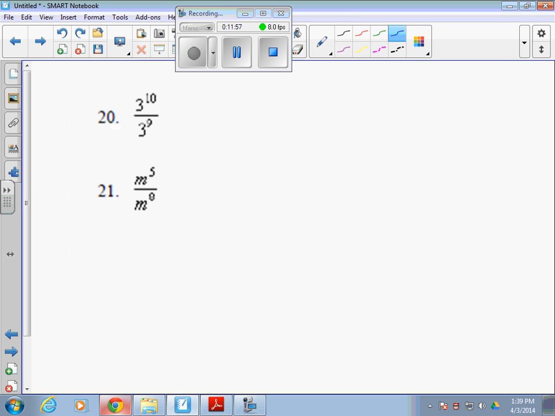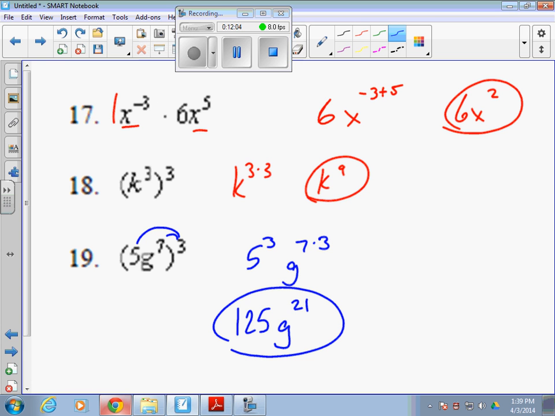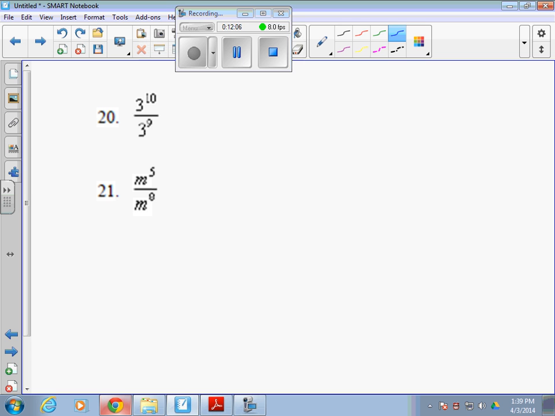Then you're dividing the same bases. 3 to the 10th divided by 3 to the 9th. Anytime we were multiplying the same bases, we added the exponents. When you divide the same bases like 3, you subtract the exponents. 3 to the 10 minus 9 is 3 to the first power, which is simply 3.